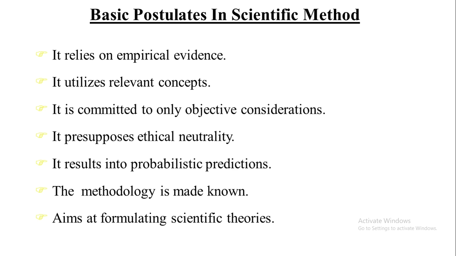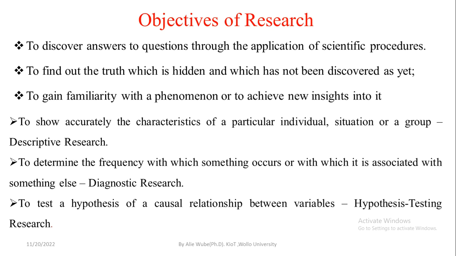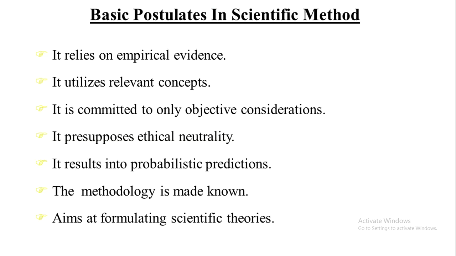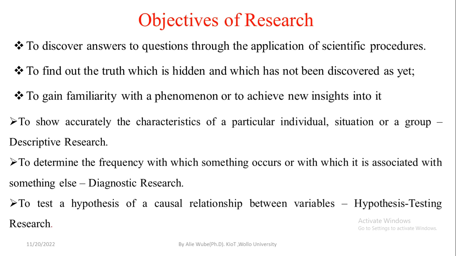Any research has its own scientific postulates. The postulates in the scientific method are that it relies on empirical evidence. It utilizes relevant concepts. It is committed to only objective consideration. It is ethically neutral. It results in probabilistic prediction. Not only this, but there are also others that are employed as scientific postulates of research.